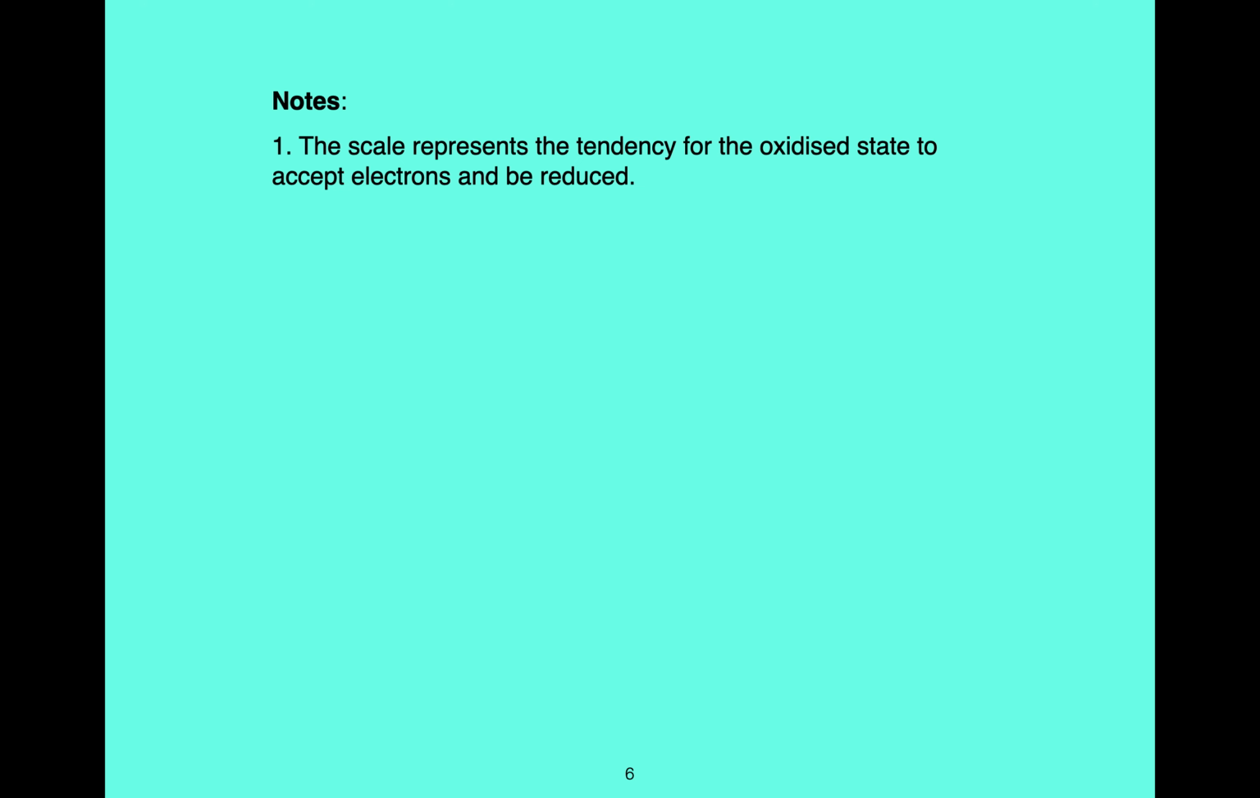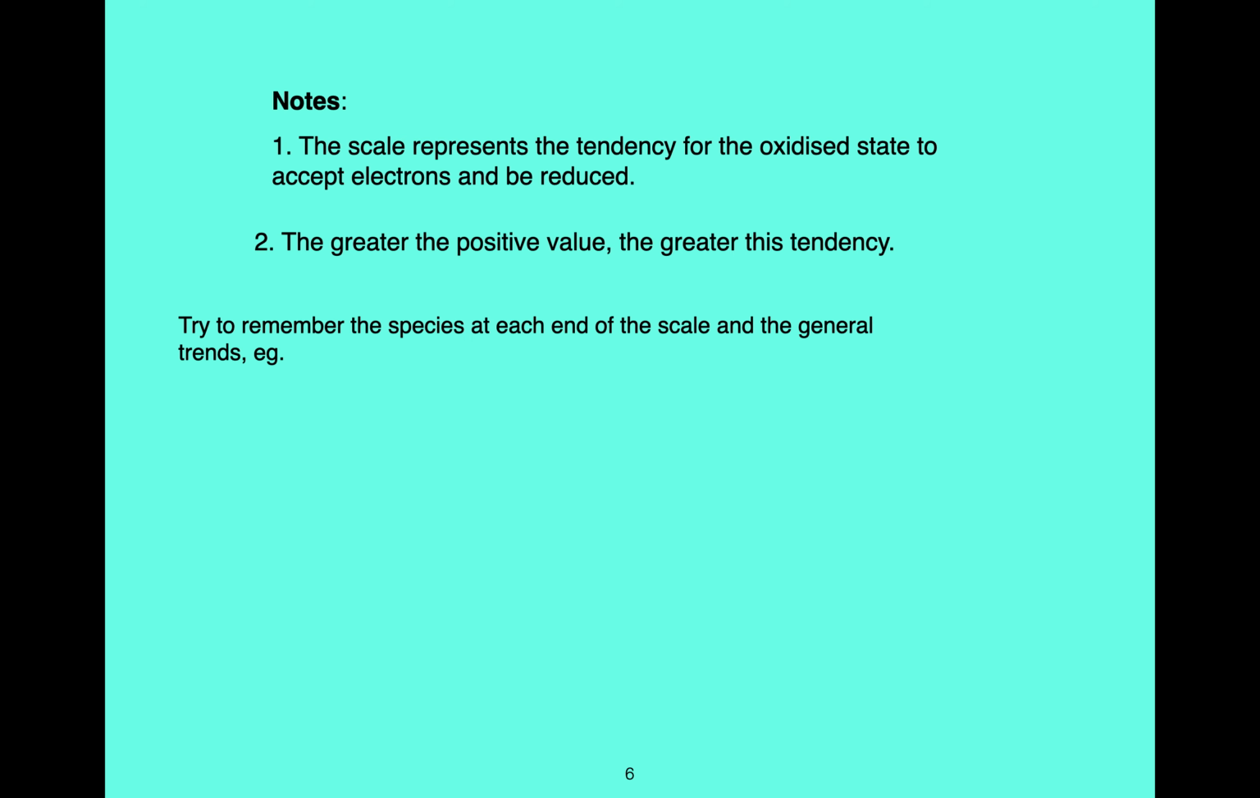The scale represents a tendency for the oxidized state to accept electrons. We said that. The greater the positive value, the greater this tendency. And then try to remember species at the end of the scale. So potassium's right at the top, and it's got a very negative value. Potassium is a good reducing agent. Chlorine's at the bottom, it's got a very positive value, and chlorine is a good oxidizing agent.